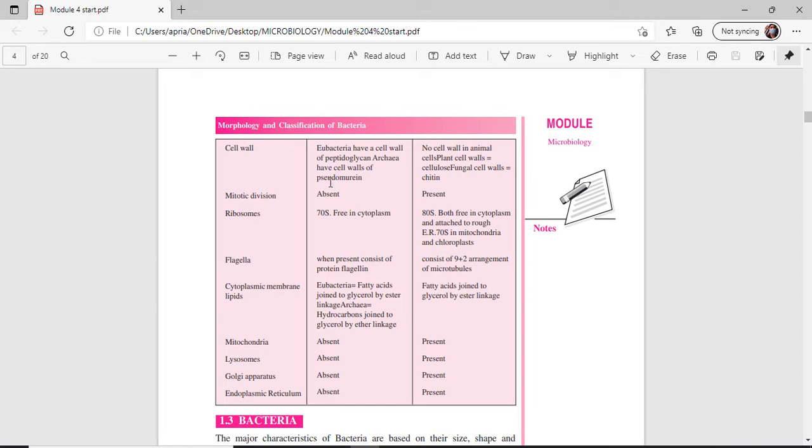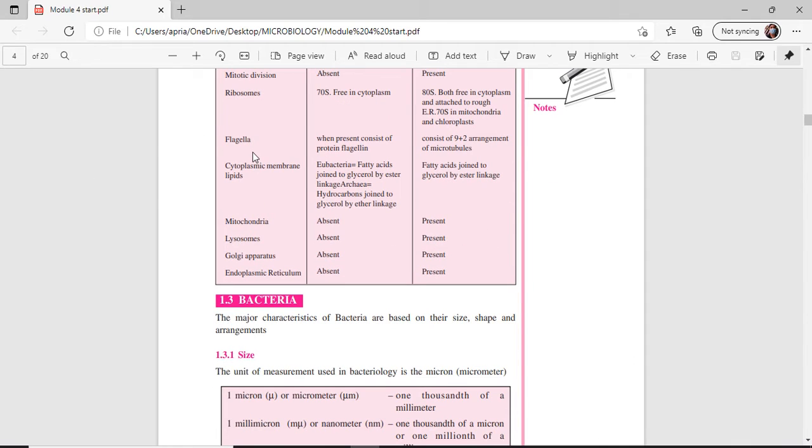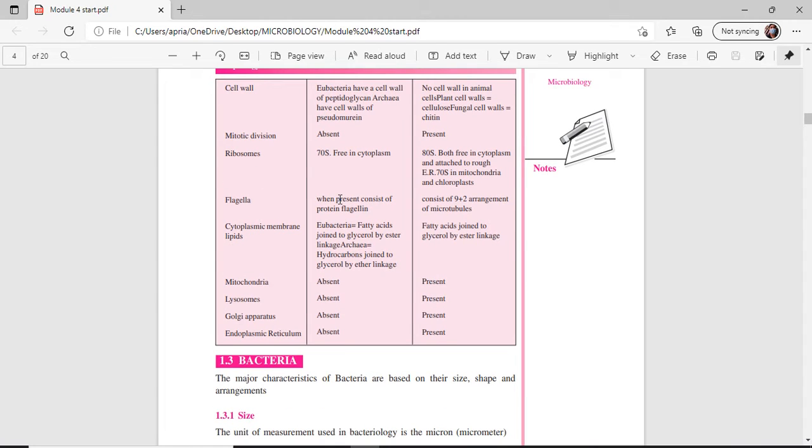Then you have your mitotic division. Absent in prokaryotes, but present in eukaryotes. The ribosome is 70S, free in cytoplasm, while in eukaryotes the 80S is both free in cytoplasm and attached to the rough endoplasmic reticulum, and the 70S is in your mitochondria and chloroplast. Your flagella is the one that gives motility. In prokaryotes, it consists of the protein flagellin, and in eukaryotes it consists of a 9 plus 2 arrangement of microtubules.